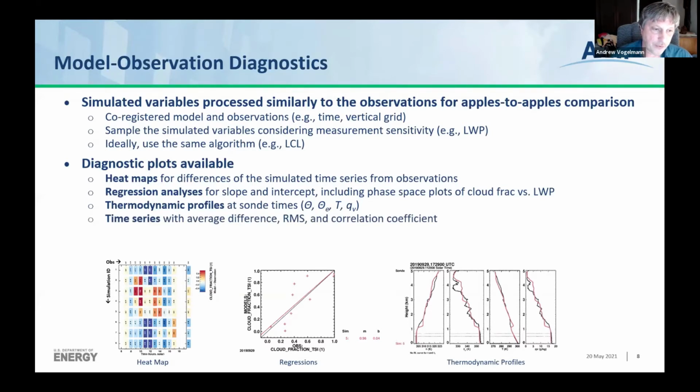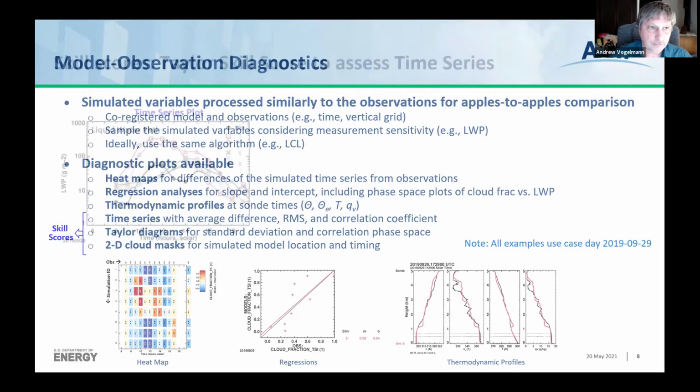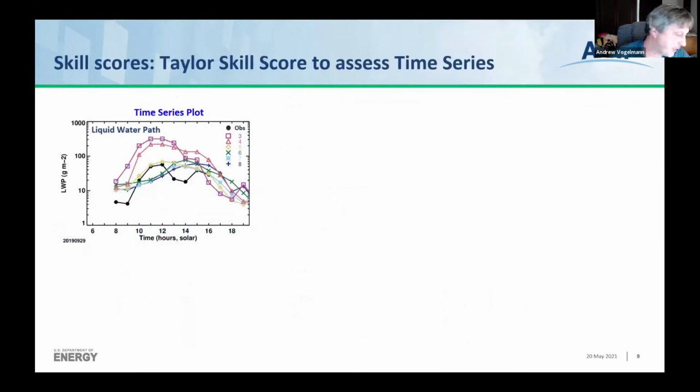We generate a number of time series, Taylor diagrams, which I will be explaining shortly, and 2D cloud masks, which I also will explain a little bit more. So all of these are useful information, but it's the last three that we focus on where we generate skill scores, meaning that we generate a single numerical value to help sort through the cases to find what you're interested in. So first one is the Taylor skill score.